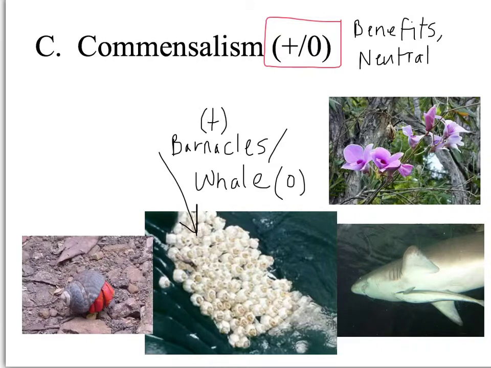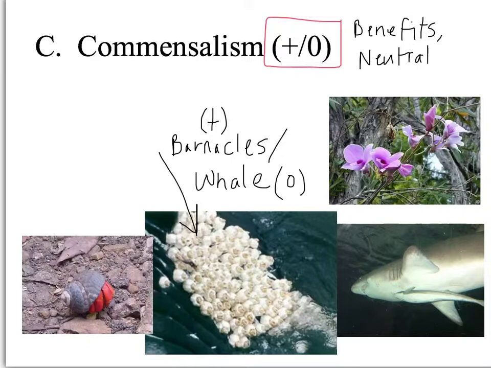And why are they a plus? Why are they benefited? Well, these barnacles are filter feeders. And so they need moving water in order to get particles out of the water. And so by attaching to a whale, which is a moving source, they are able to get lots of filtered water through them for feeding.